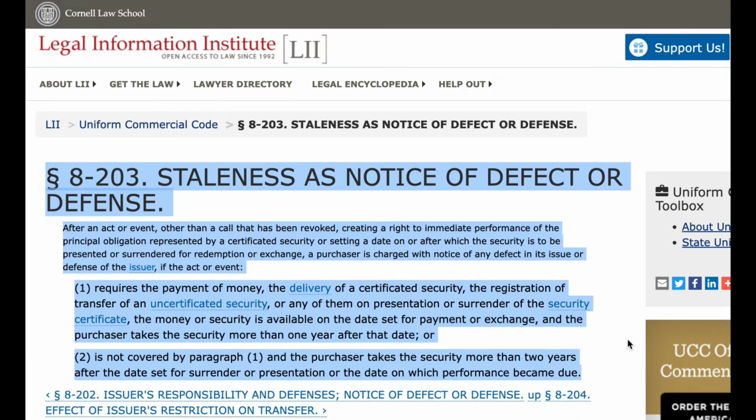Requires the payment of money, the delivery of a certificated security, the registration of transfer of an uncertificated security, or any of them on presentation or surrender of the security certificate. The money or security is available on the date set for payment or exchange, and the purchaser takes the security more than 1 year after that date, or 2. Is not covered by paragraph 1, and the purchaser takes the security more than 2 years after the date set for surrender or presentation or the date on which performance became due.